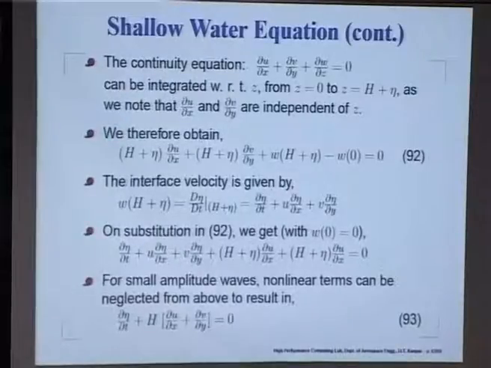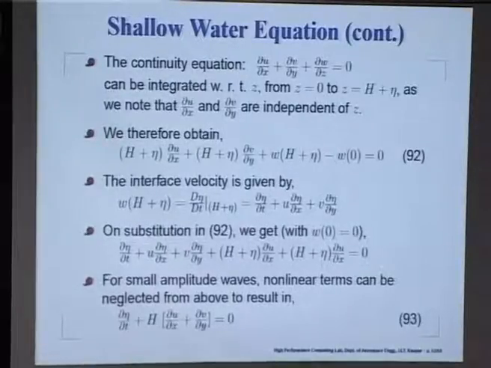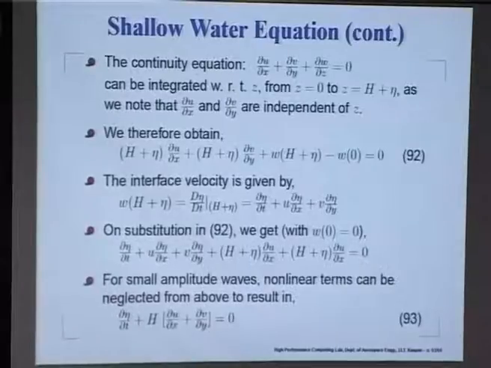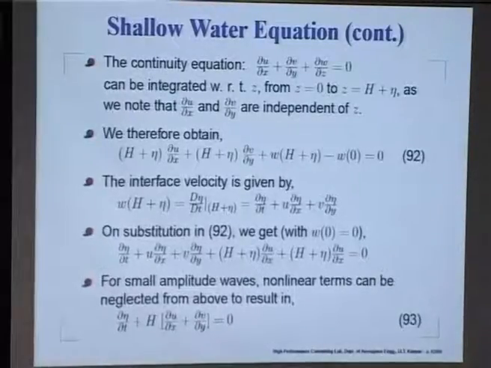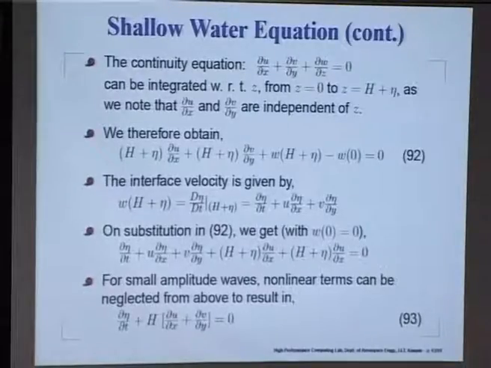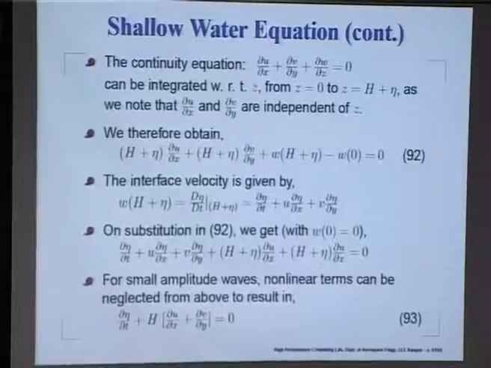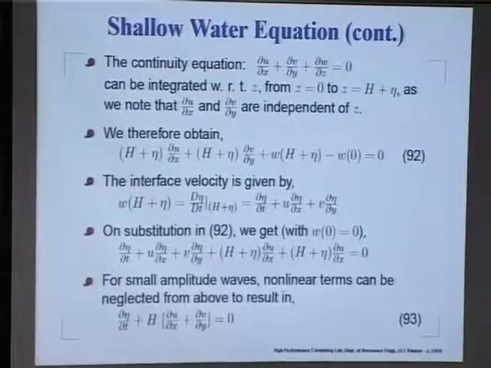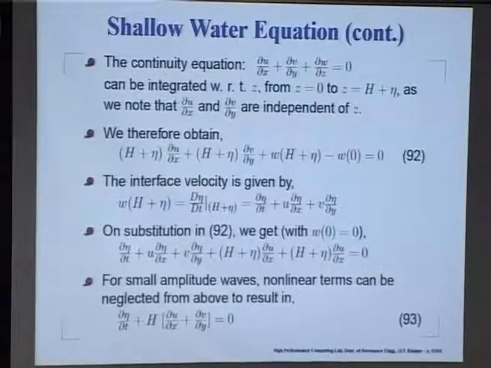Now, what we need to do is get some estimate of this w velocity at the wave interface, and that can be obtained from this kinematic condition, right. The w at h plus eta would be that local acceleration term, del eta del t, plus the convective acceleration brought about by the u and v velocity there.